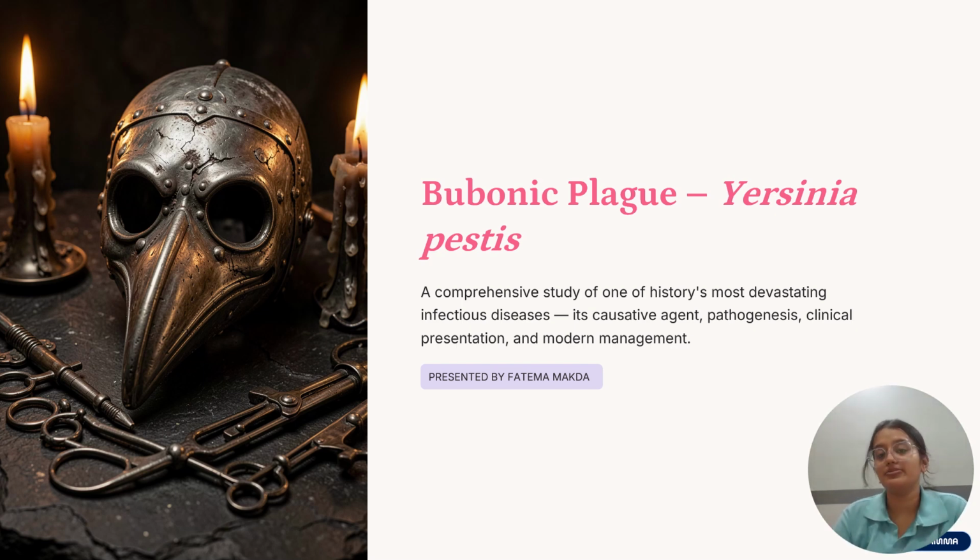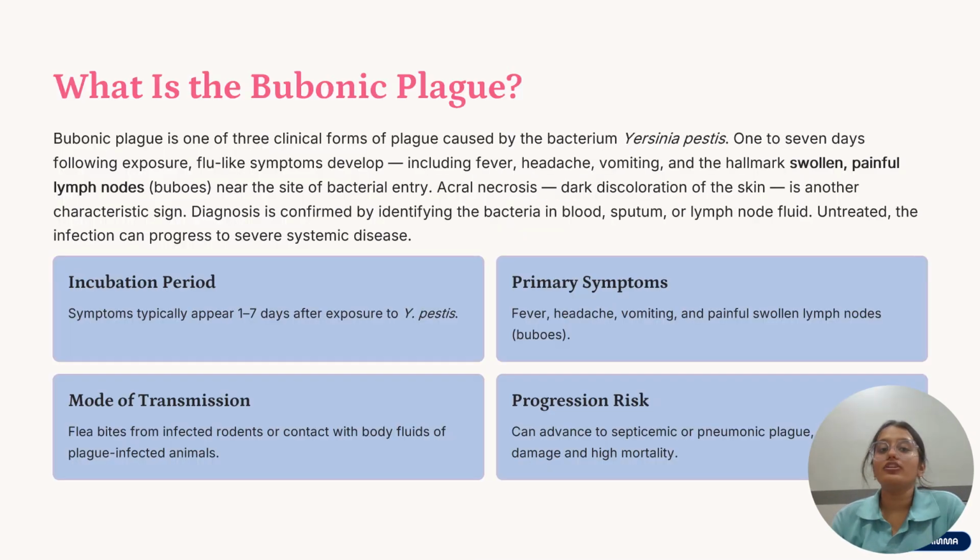I'm going to explain the bubonic plague caused by the gram-negative organism Yersinia pestis. What is bubonic plague? Bubonic plague is one of the three clinical forms of plague caused by Yersinia pestis, with an incubation period of 1 to 7 days.